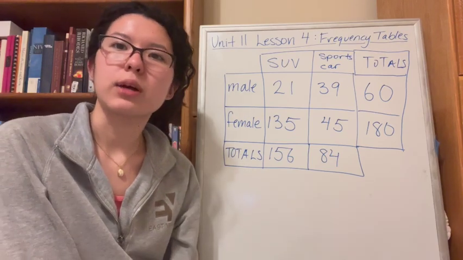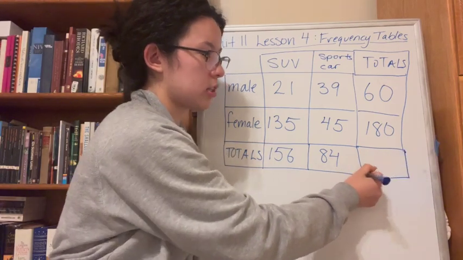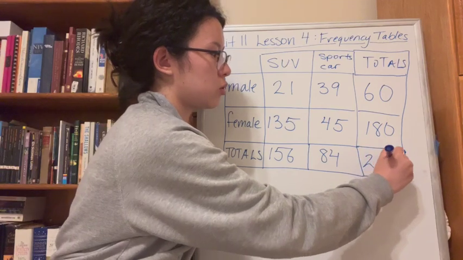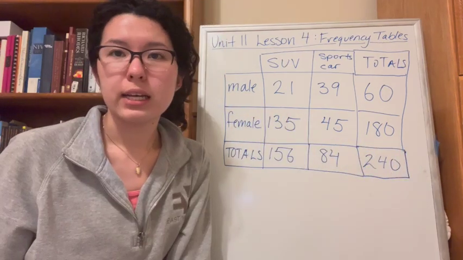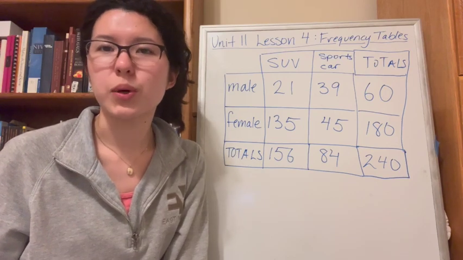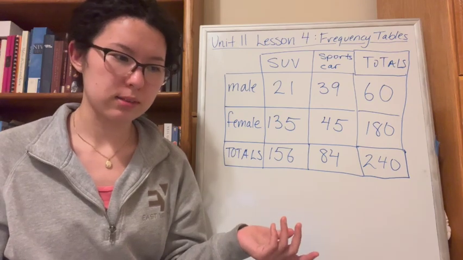The very last thing that we're going to add is a total amount in this last cell here. That's the total of just everyone who answered. And that total number is 240. The last thing I'm going to do in this lesson is just label some things. So I want to get used to using the vocabulary associated with a table like this.